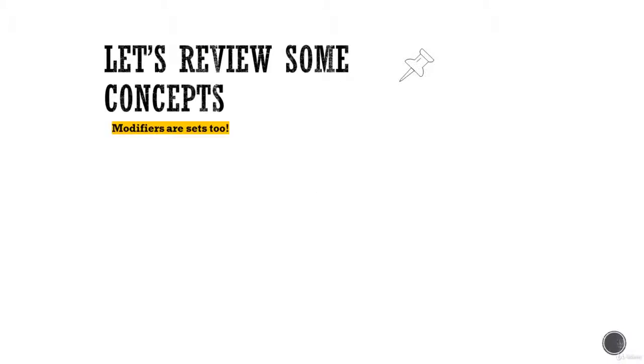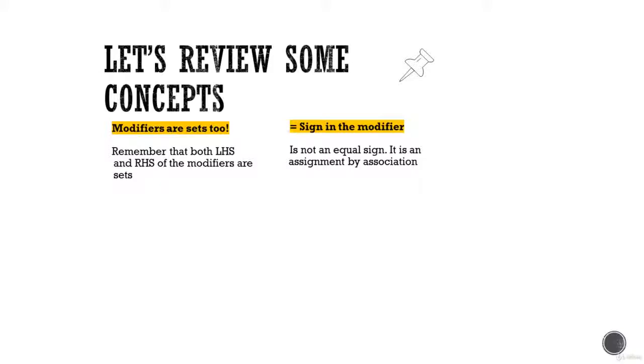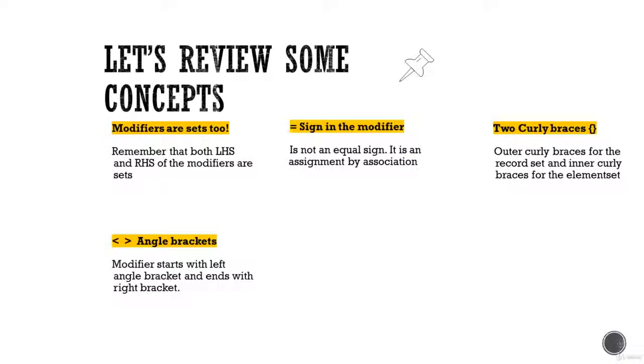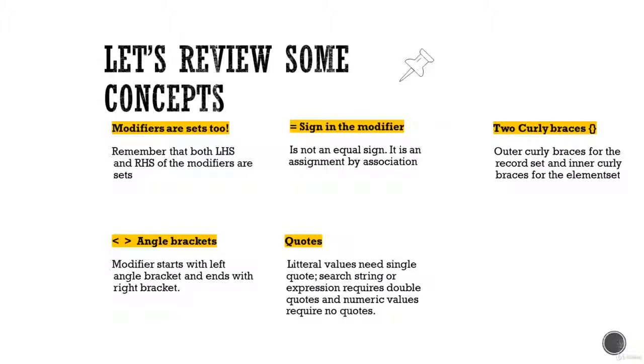Okay, so let's review some concepts. One of the important concepts to understand is the modifier itself has sets on both sides of the equal sign. So we notice that the modifier starts with an angle bracket and ends with an angle bracket. And within that we have a field name, equal, element set. What lies on the left and right side of the equal sign are two sets. And equal is not in a literal sense. It's really an association of possible values between two sets. There are always two curly braces. The outer curly braces are for the record sets, and the inner curly braces are for the element sets within the modifier. The angle bracket indicates the start and end of the modifier, and literal values need single quote, a search string requires double quote, and numeric values require no quotes at all.